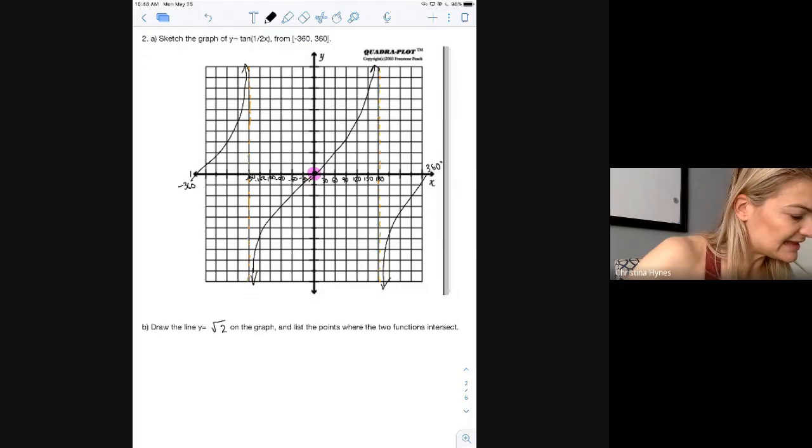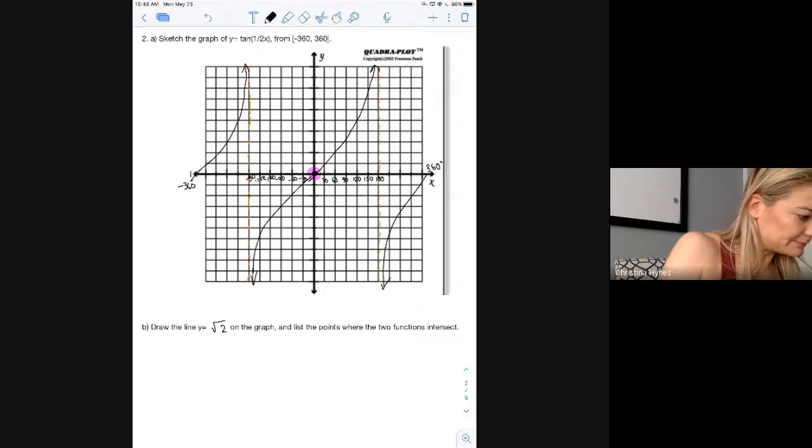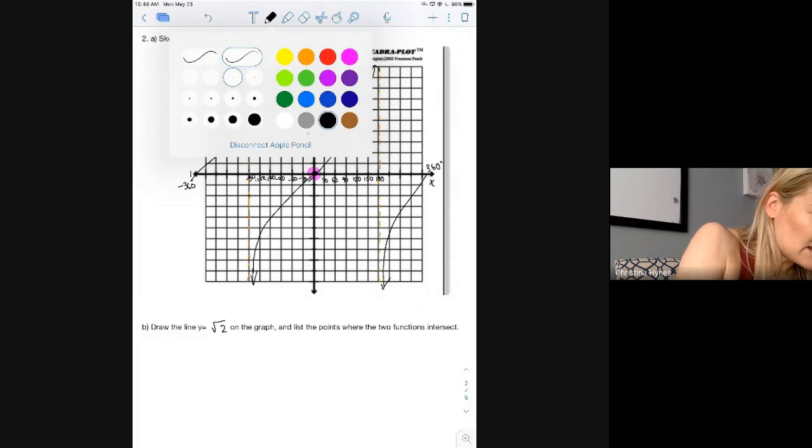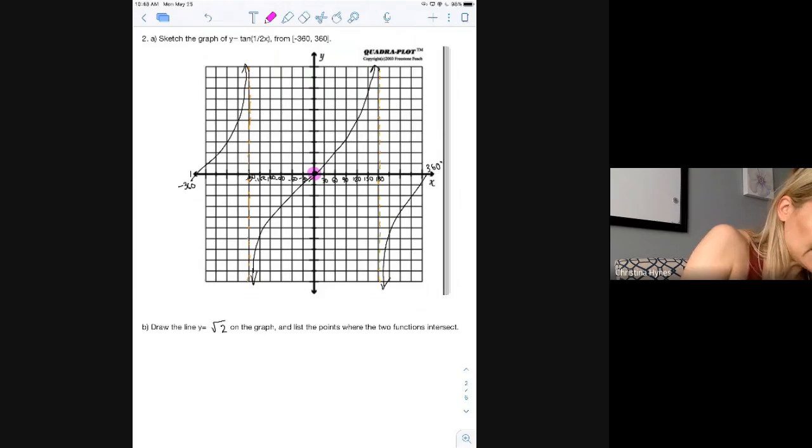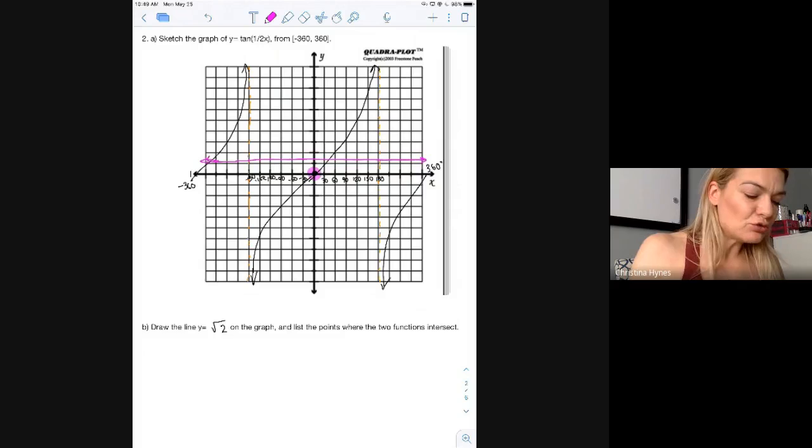The next part is they want you to actually sketch a horizontal line at the square root. For you guys, it's going to be the square root of 3. Mine is the square root of 2. So I know that's approximately 1.4. So I'm going to take maybe a pink line and sketch 1.4. Okay, so that's what you would actually sketch on the graph.